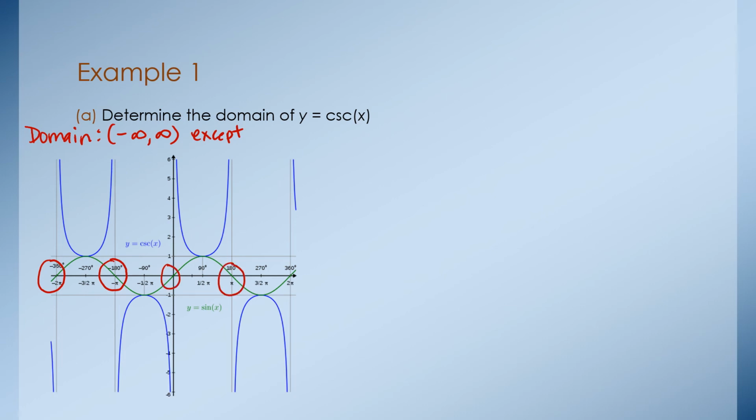And so what I'm going to say is except for integer multiples of pi, otherwise known as 180 degrees. Integers, remember, are just positive numbers and their opposites. No fractions, no decimals. So if we think about 1 pi, 2 pi, 3 pi, negative 1 pi, negative 2 pi, that sort of thing.